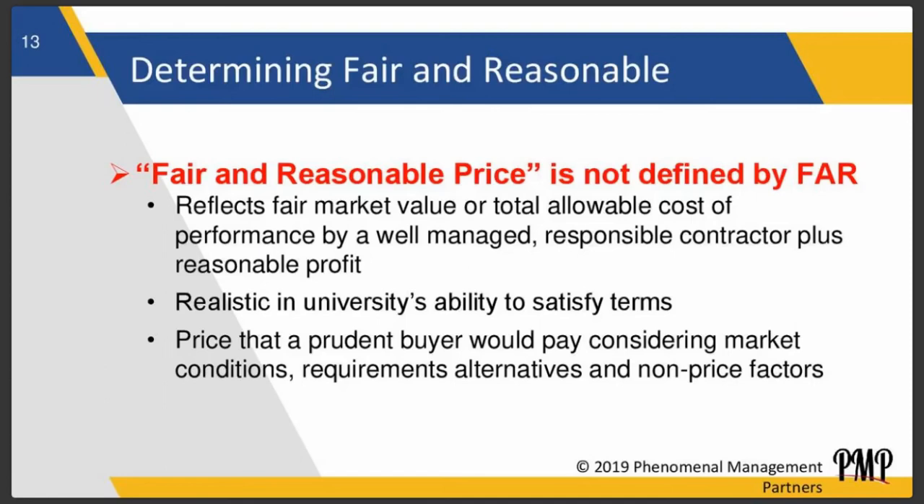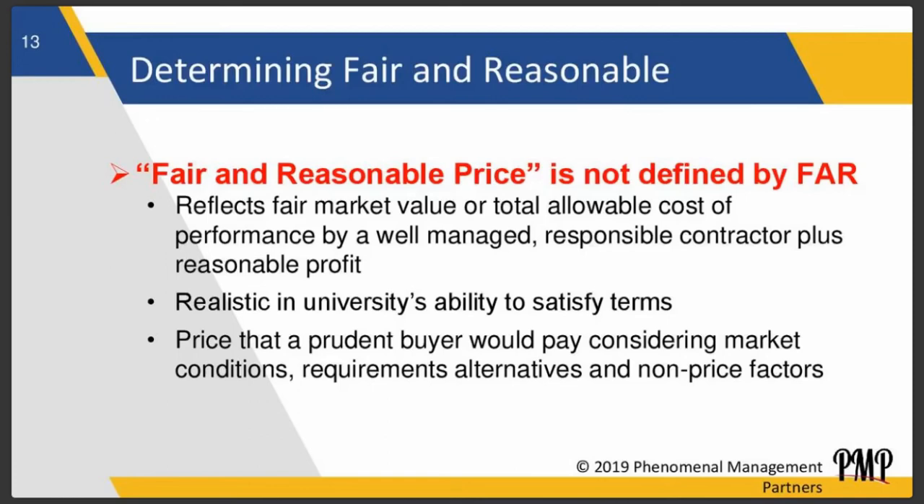Fair and reasonable price is not defined by the FAR, but these are the bullets, like that's realistic in the university's ability to satisfy terms. Is it realistic for you to satisfy the terms of the contract? A lot of universities, and not just universities, people in general, contractors in general, throw a number out there. And it's not realistic. They throw it out there to win the award, and when they get the award, they can't operate under the cost that they submitted. And then the government will come back and declare you defective pricing because you cannot show them how you came to this price.